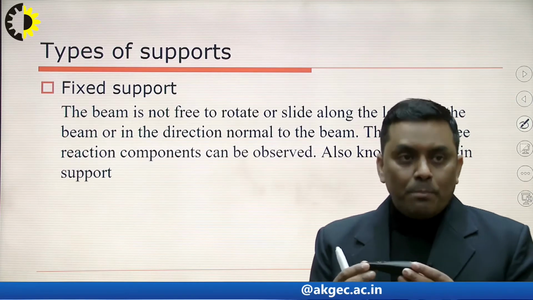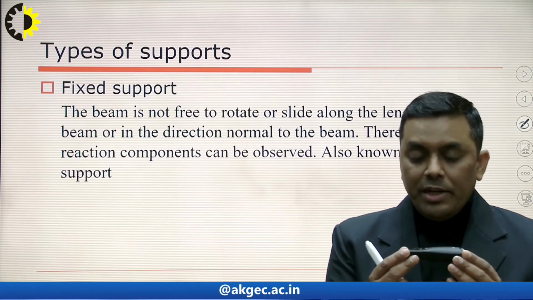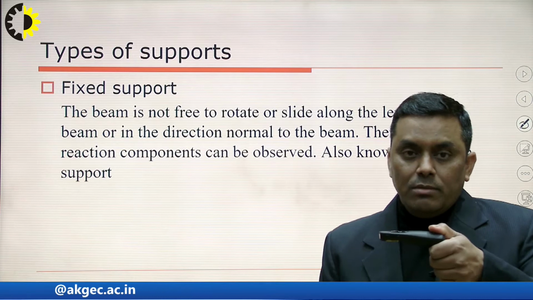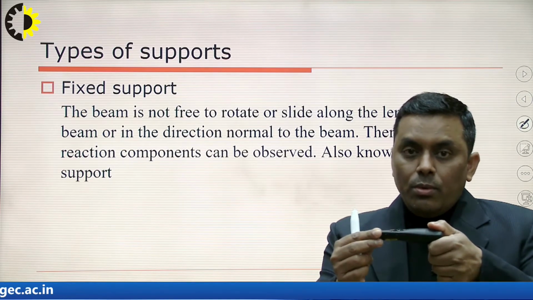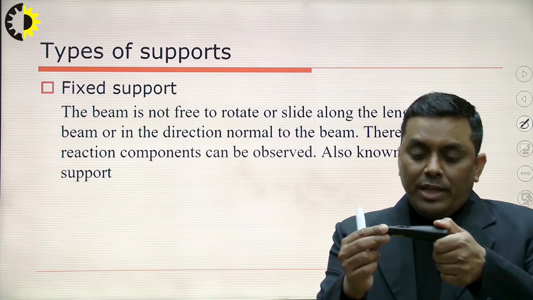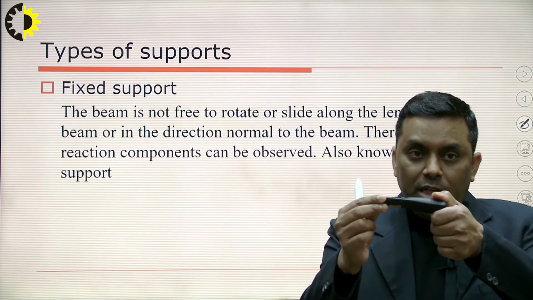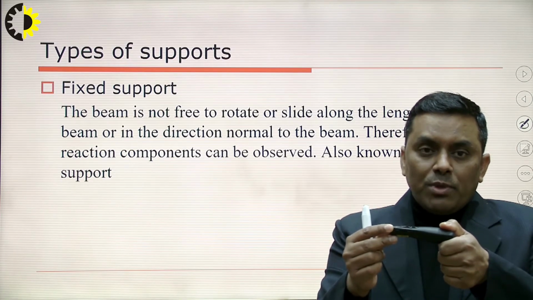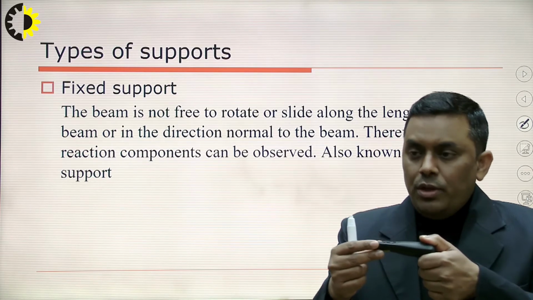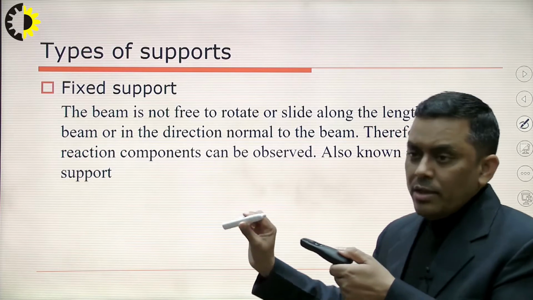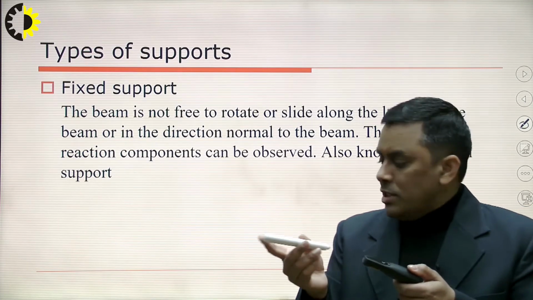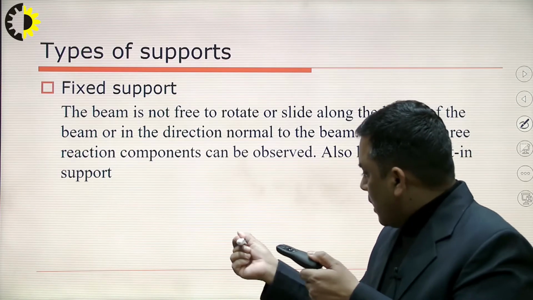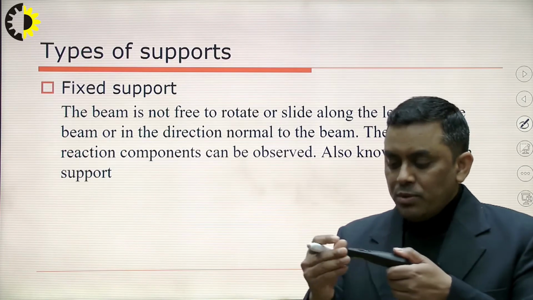Another type of support which is generally used when dealing with beams is the fixed type. Suppose now this beam is fixed. Then it can neither translate horizontally or vertically, nor rotate. These are generally built-in supports. Fabricators fix one end of the beam in a wall for supporting loads.